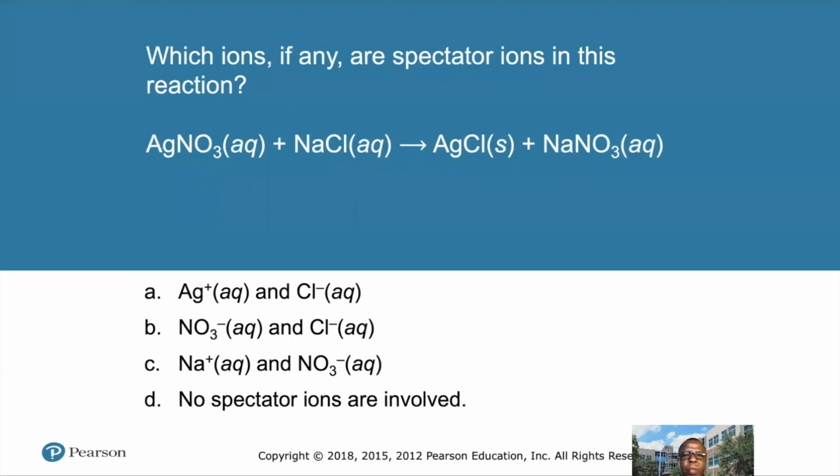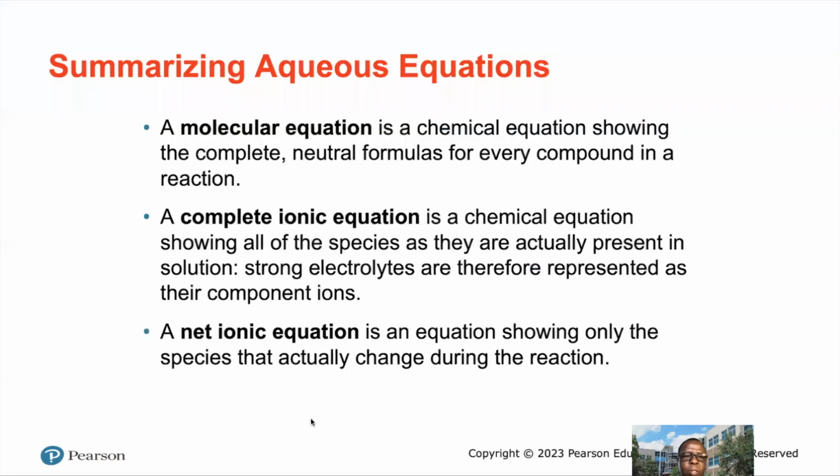Which ions, if any, are spectator ions in the reaction? So if I look at what is playing a role in forming solids, it's very easy for me to use the elimination method. Silver cannot be a spectator ion because of this. Likewise, chloride, this and this cannot be spectator ions because they are responsible for formation of the precipitate. And if I look at these two here, nitrate and sodium ions, they are spectator ions.